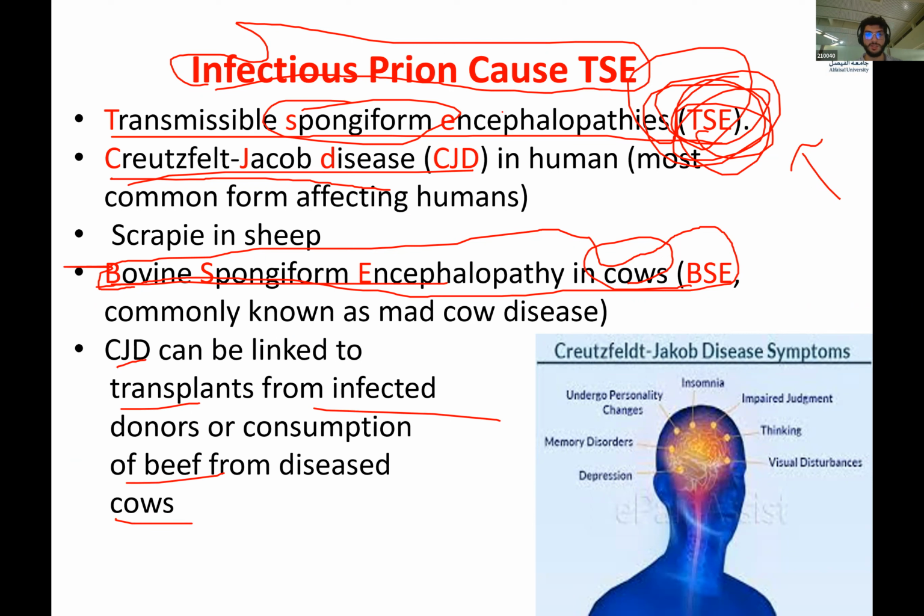These are just acquired. So again, this is just how this protein comes in. That's it. That's the only difference.